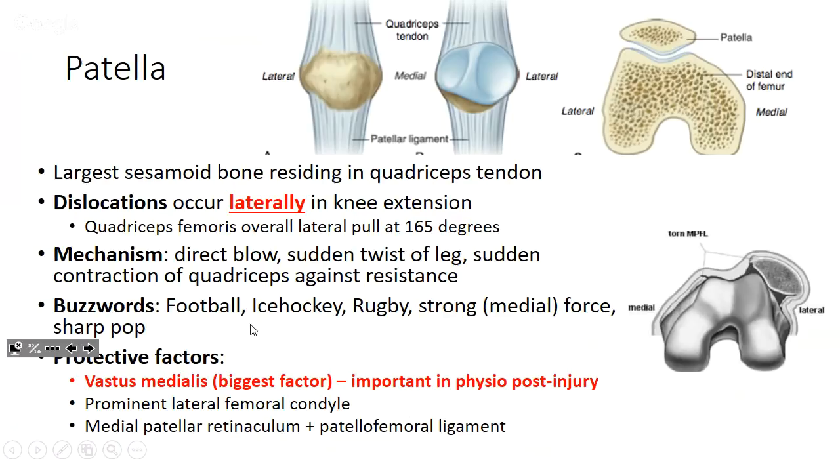The only thing that protects it is really the vastus medialis part of the quadriceps, which is the most important protective factor. So post-injury, typically you want to focus on building up the strength of that muscle. There are also other things which protect against lateral dislocation. You can see the lateral femoral condyle is a bit higher than the medial, so that also protects it partially. And then there are ligamentous structures as well. But basically, what you need to remember is there might be a sudden blow to the leg or sudden contraction of the quadriceps, and that leads to a dislocation of the patella as shown here.